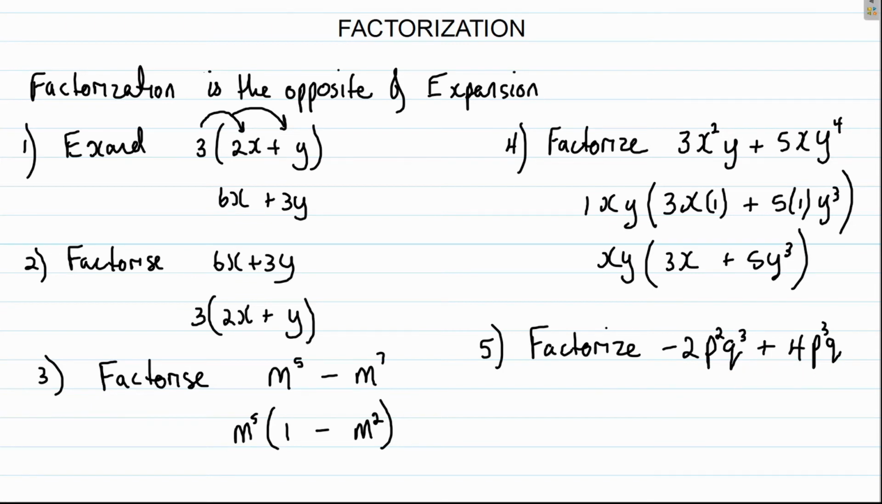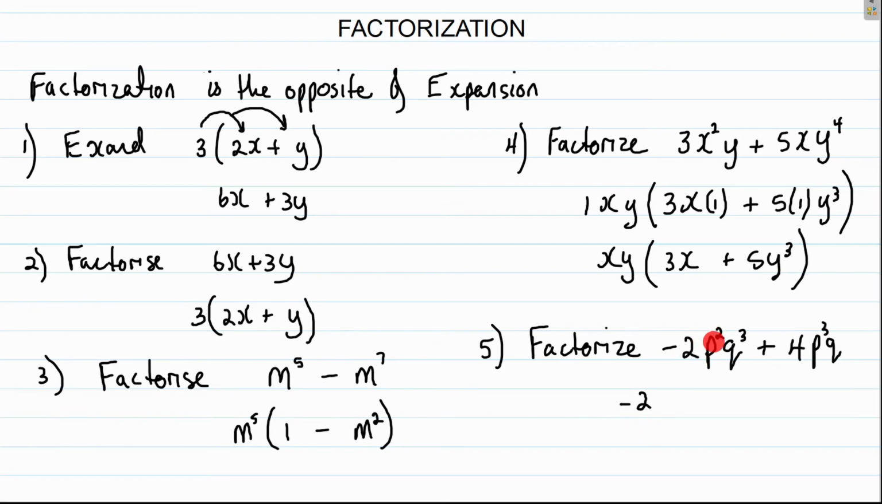Now in question 5, I have negative 2 p squared q to the power of 3 plus 4 p cubed q. Because the first term is negative, I will write my highest common factor as negative. So I look to see what's common between the two terms. Let's look at the numbers first. So I have 2 and I have 4. So obviously the highest common factor between 2 and 4 is 2. And as I said, we are writing our highest common factor as negative because our first term is negative.